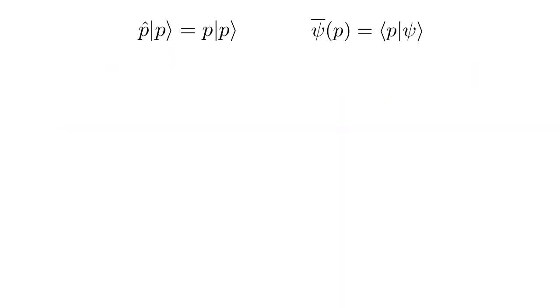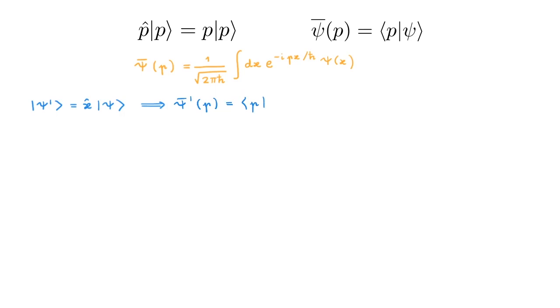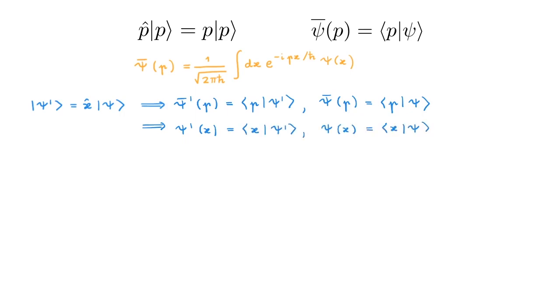We can now ask the converse question: what happens when we act with the position operator in the momentum basis? To prove that, we will use the fact that the momentum space wave function is related to the real space wave function by a Fourier transform as written down here. If you need a reminder about this, do check the video linked in the description. We start by defining a ket psi prime as equal to the action of the position operator on another ket psi. We then write these two kets in both momentum and position representations, so psi bar prime of p is equal to <p|psi prime>, psi bar of p is equal to <p|psi>, psi prime of x is equal to <x|psi prime>, and psi of x is equal to <x|psi>.